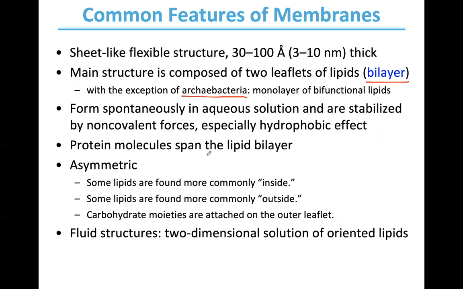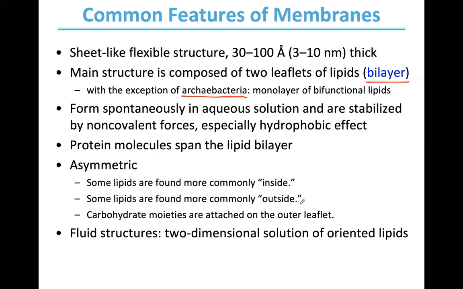We know that protein molecules can span the lipid bilayer. We talked about that. And something we have not talked about yet is that the lipids are often asymmetric. What that means is that some lipids are found more commonly inside and some lipids are found more commonly outside, right? Very important. And some lipids can undergo flipping. They can go from inside into outside. And that's actually an important process in signal transduction.